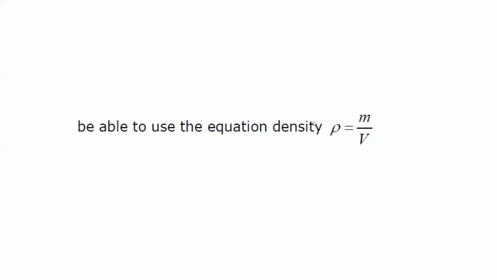So density is mass present in a unit volume, and if you want to calculate the density of a material, the mass of an object divided by the volume will give the density. The SI unit of mass is kilogram, and for volume it is meter cube. So the SI unit of density is kilogram per meter cube, or it can be gram per centimeter cube, depending on the questions.